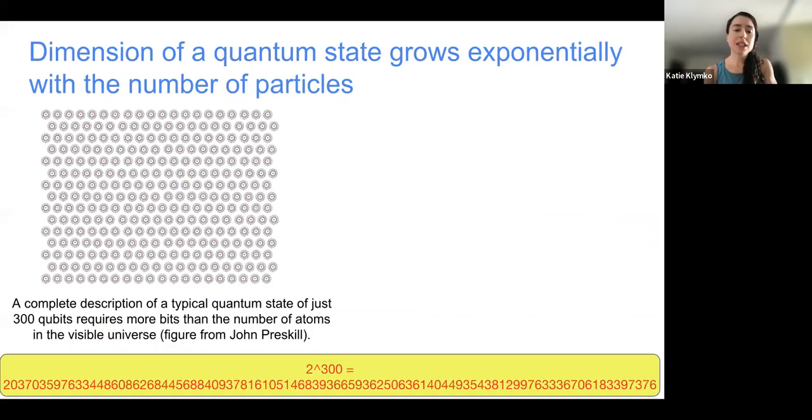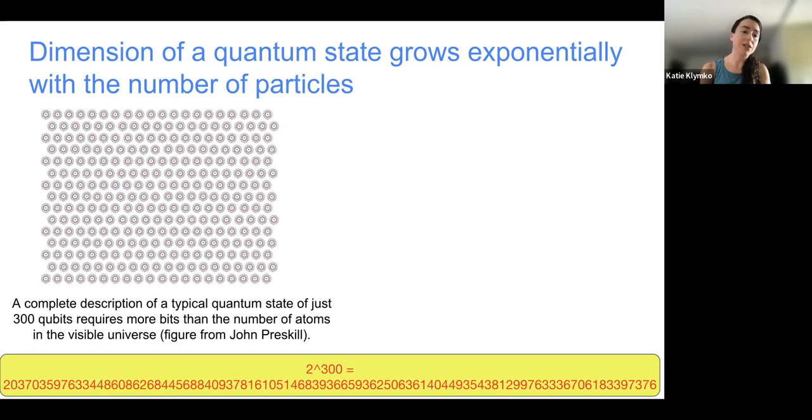To start with, we wanted to provide a little bit of a taste of why things get hard, why studying quantum systems classically becomes intractable very quickly. That's because the dimension of the quantum state space grows exponentially as you include more and more particles. The example on the left here is that if we have 300 quantum particles, fully describing the system becomes classically intractable very quickly. 300 qubits requires more bits than the number of atoms in the universe.